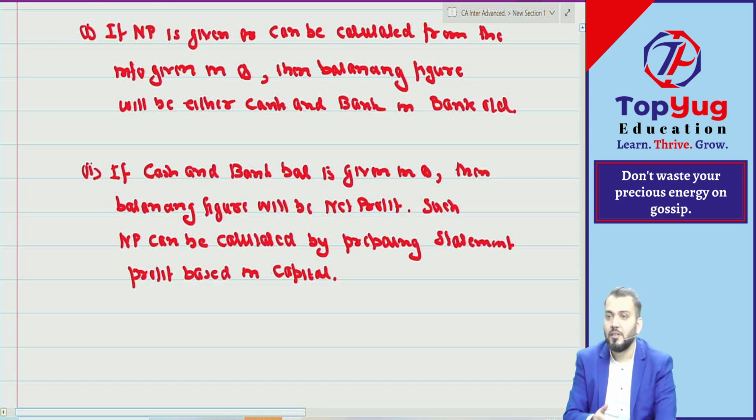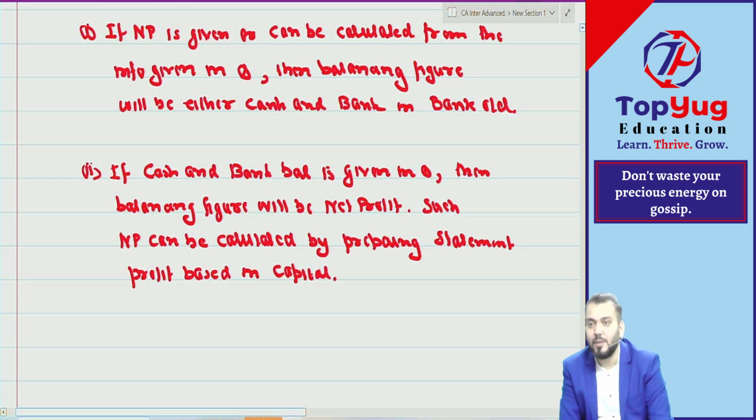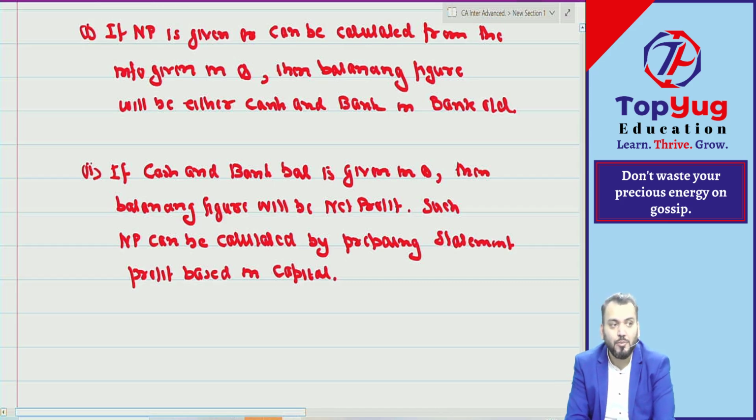Just write down one note. This concept is applicable to all chapters where the balance sheet is required to be updated up to the date of event. Understood?